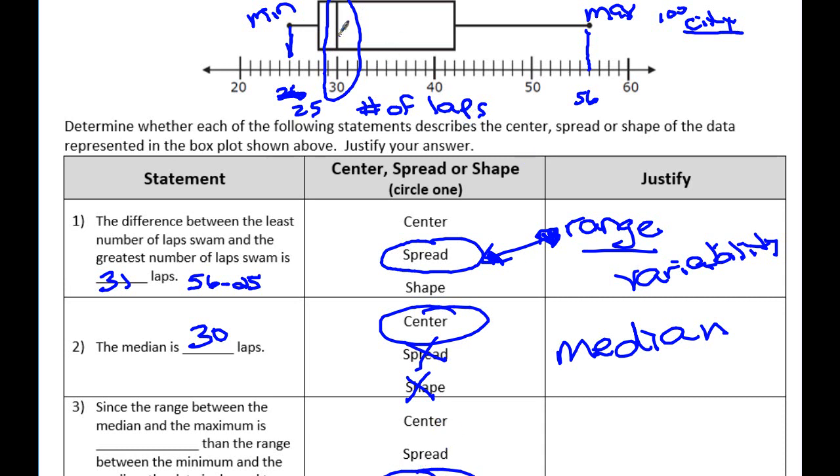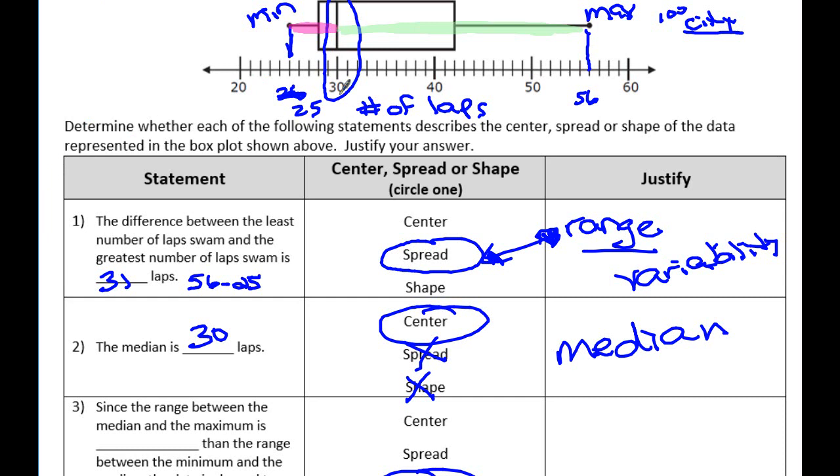So the range between the median and the maximum. So I'm going to highlight that here. This is the median, this is the max. Is this range here greater than or less than the range of the median to the minimum?